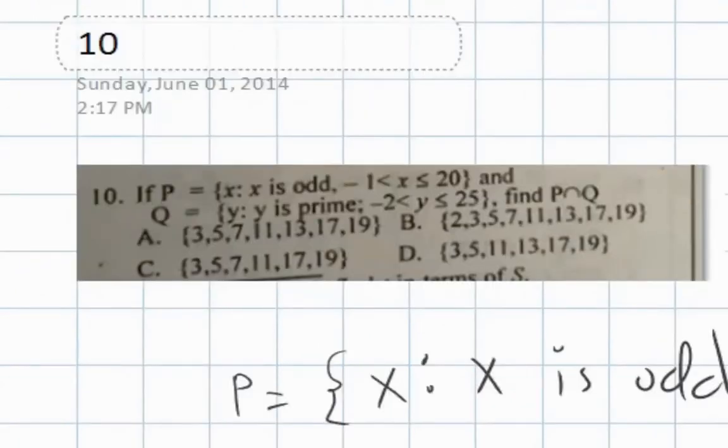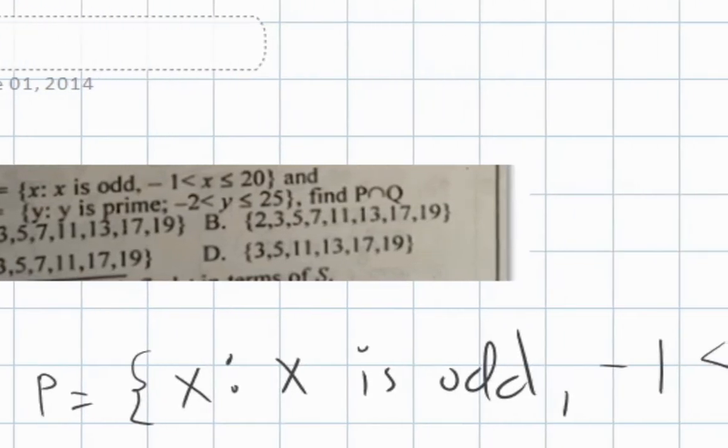So 10 is a question about sets, and it says if P is equal to {x : x is odd, and negative 1 is less than x is less than or equal to 20}, and Q is equal to {y : y is prime and y is between negative 2 and 25}, find P intersection Q.